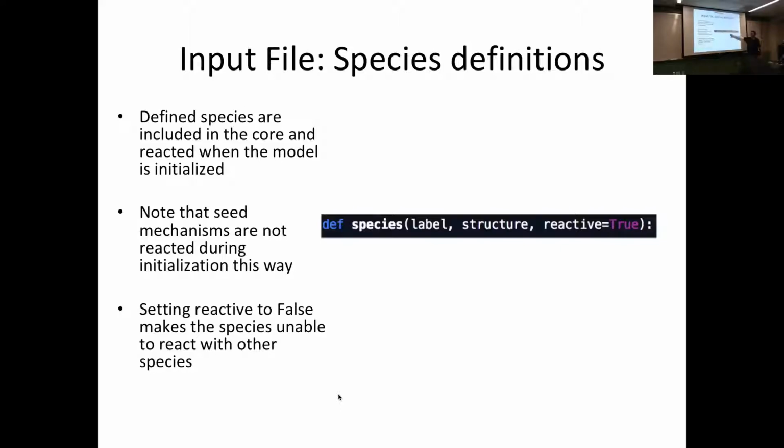What's nice about this is that anything you've defined here starts in the RMG model. So if there's a specific species you want to add, and you don't have a seed mechanism you want to associate with it, if you just define the species in the input file, it will be included when you start the run, and so RMG will have it. If you set reactive to false, it won't. The species won't be reactive when RMG generates reactions.